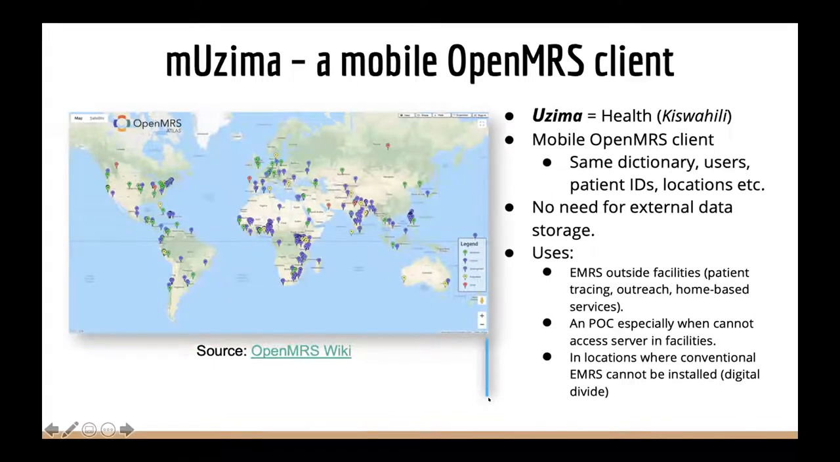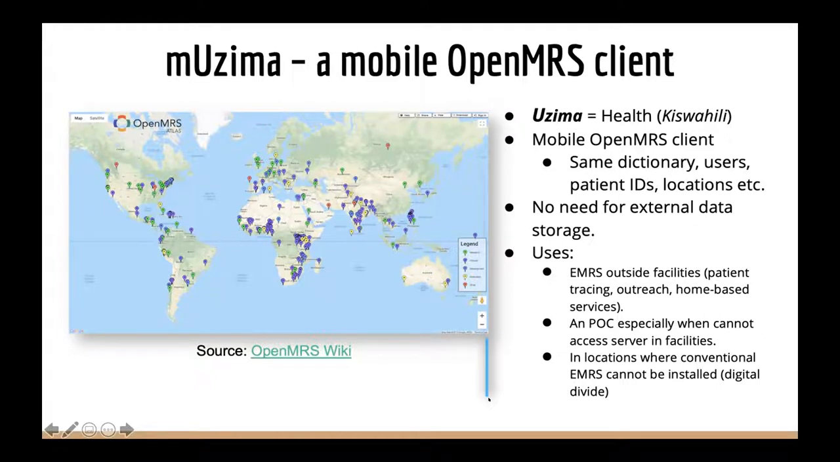So MZima starts with the letter M. M stands for mobile. Zima means health in Swahili. It's the OpenMRS mobile client. We use the same OpenMRS data model and store the data directly into the OpenMRS database, so there's no external data storage needed. It can be used outside of EMR health facilities.